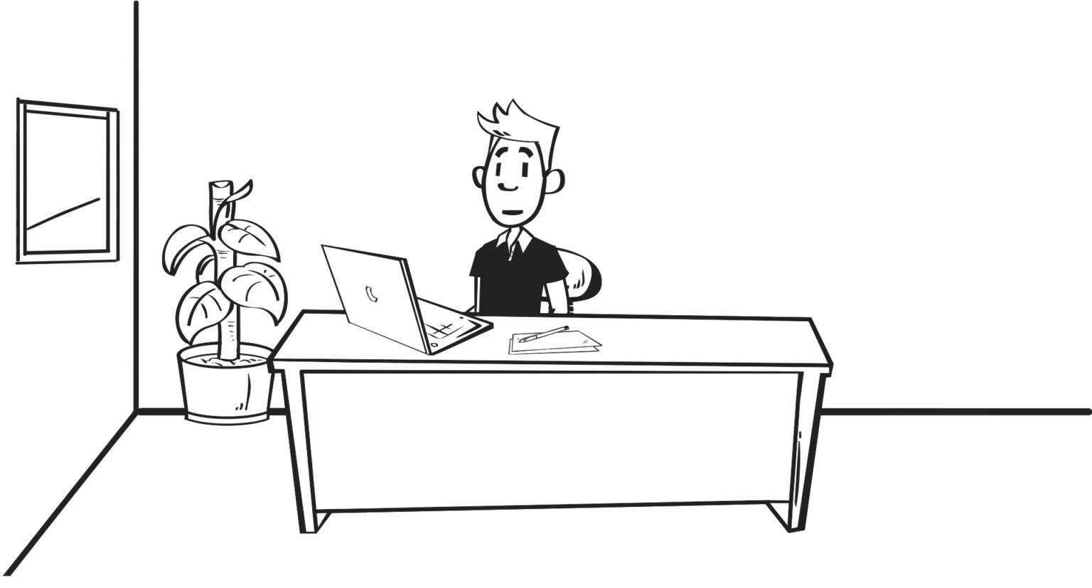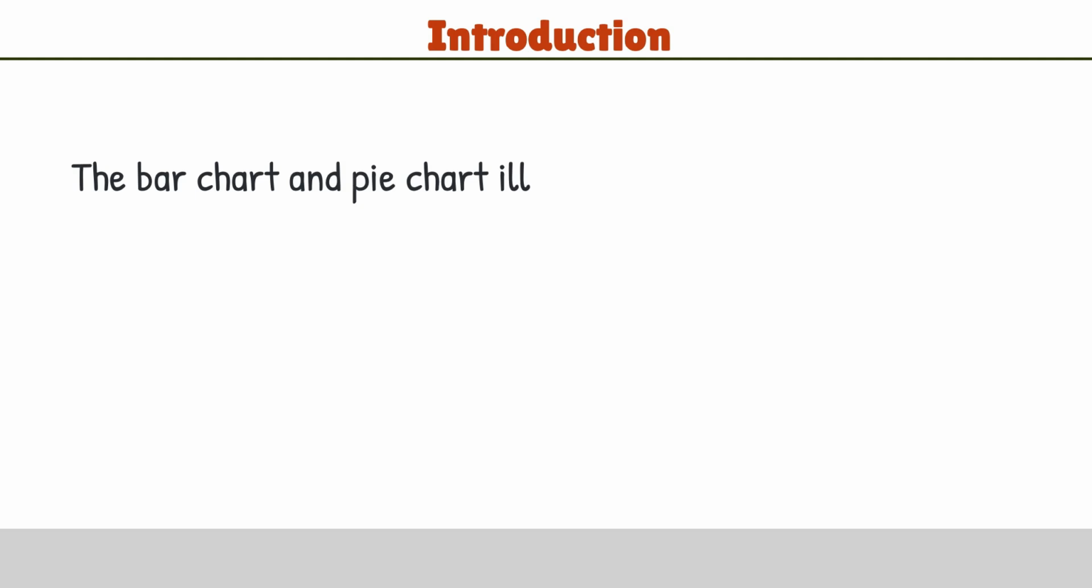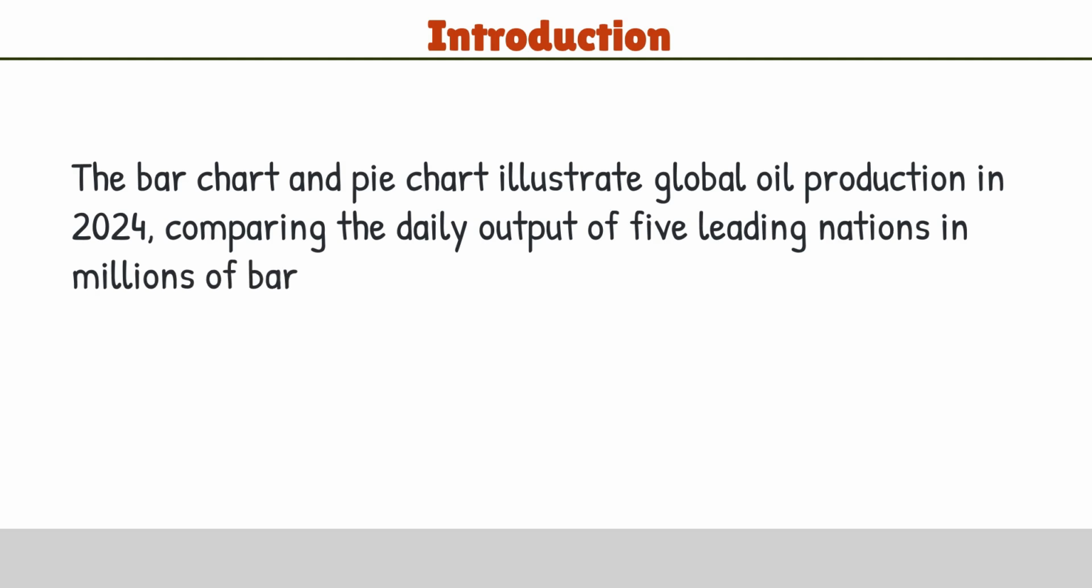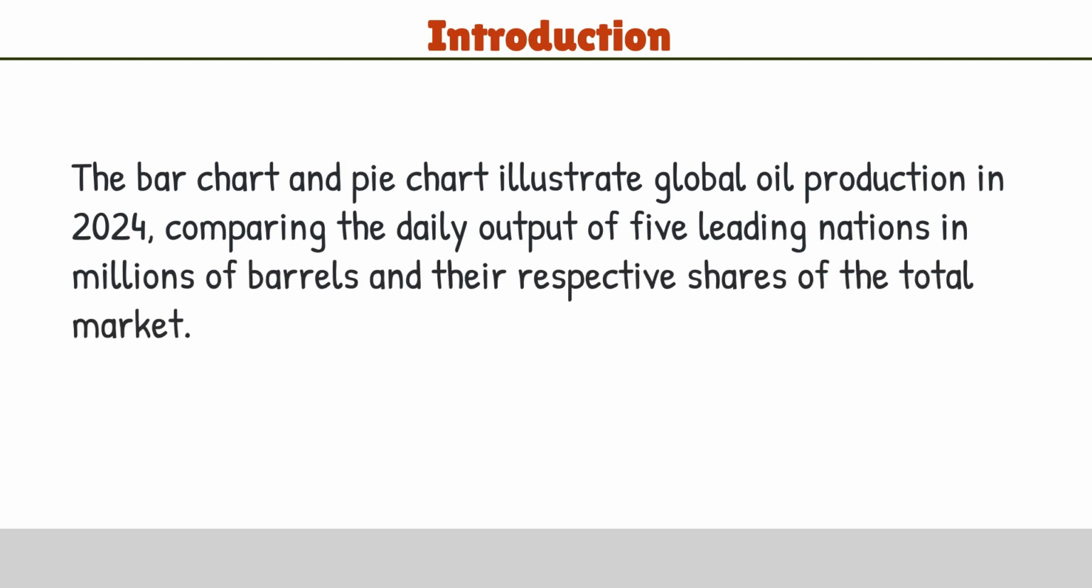With these key points as our foundation, let's start drafting the full report, beginning with a clear introduction to the charts. The bar chart and pie chart illustrate global oil production in 2024, comparing the daily output of 5 leading nations in millions of barrels and their respective shares of the total market.